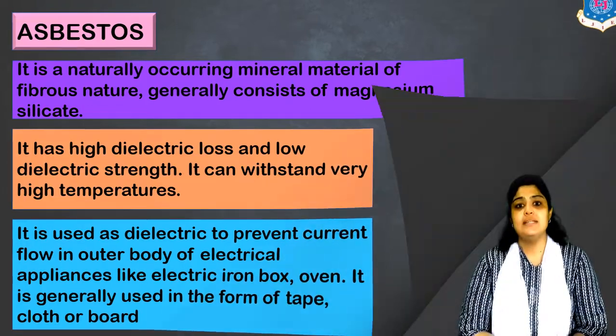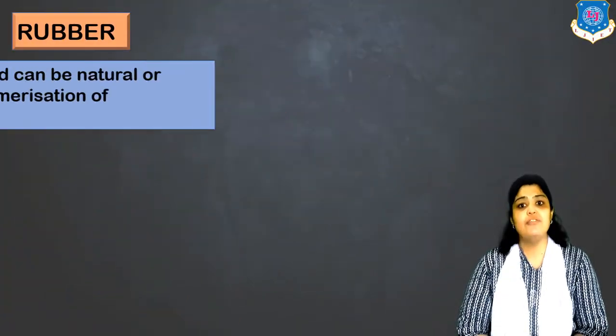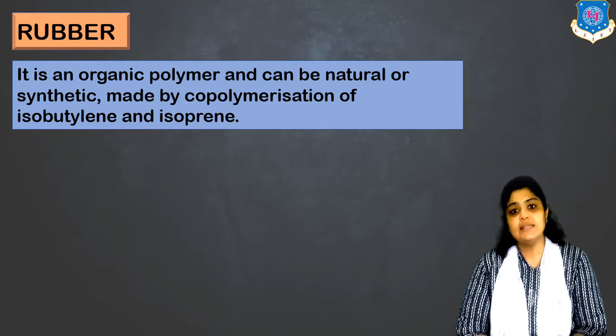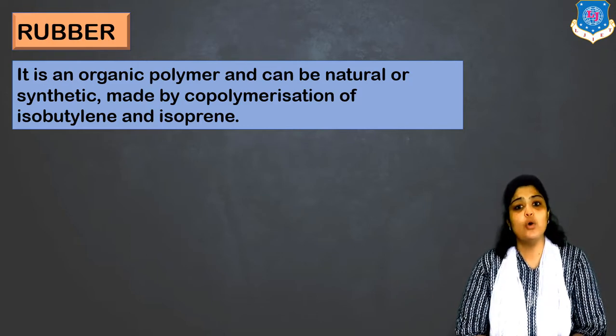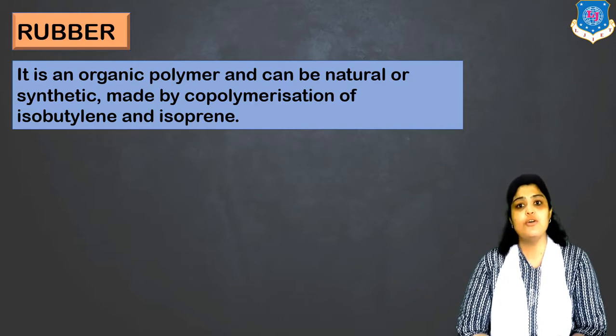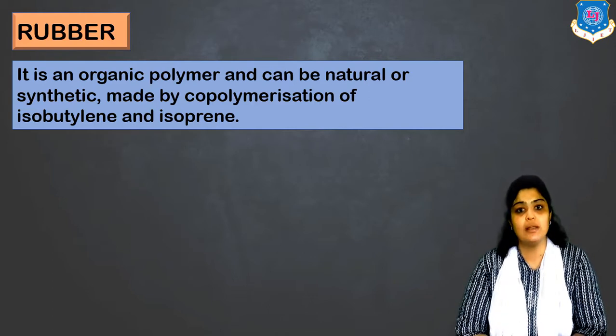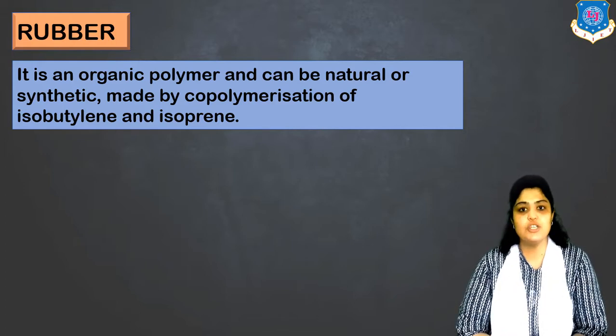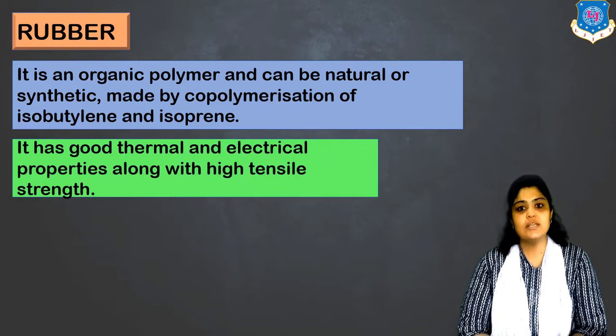Talking about the next type of solid dielectric, we have rubber. So what is rubber? Rubber is an inorganic polymer, and it can be natural as well as synthetic. If you talk about synthetic rubber, it is prepared by the copolymerization of isoprene and isobutylene. So rubber can be naturally obtained from trees, or it can be artificially made. Let's see the characteristics of rubber.